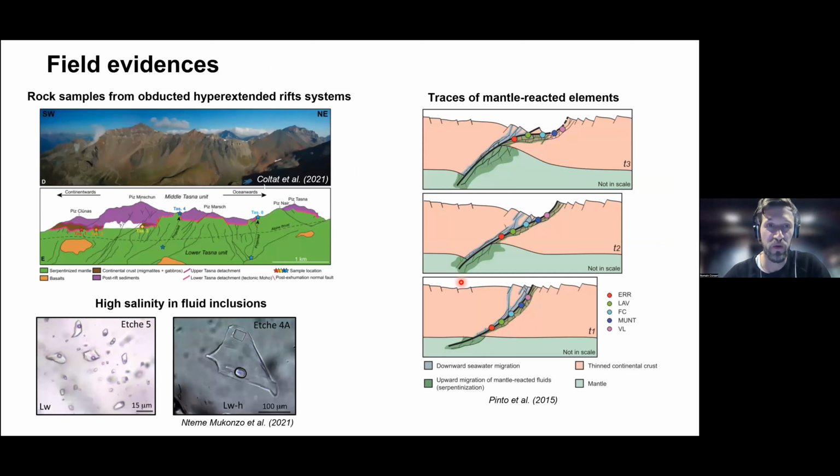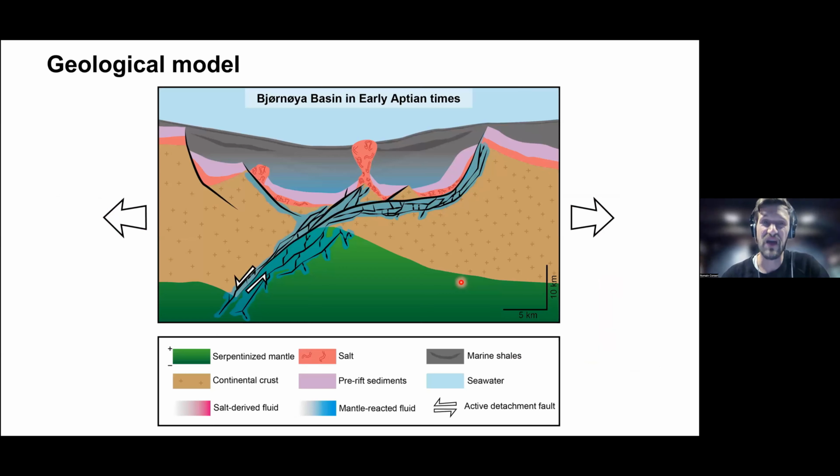This is broadly touched upon, but this is the preferred model I've defended in my thesis. You also have field evidence of this in obducted systems in the Alps or in the Pyrenees. Looking at saline inclusions in these sedimentary rocks that have been obducted onto mountains, they have higher salinity than seawater, and they contain elements of mantle-reacted fluids. So there's indication that fluids were moving up from the upper mantle to the deeper sediments, which gave me this geological model at the end, which is the Bjørnøya Basin at the time of rifting.